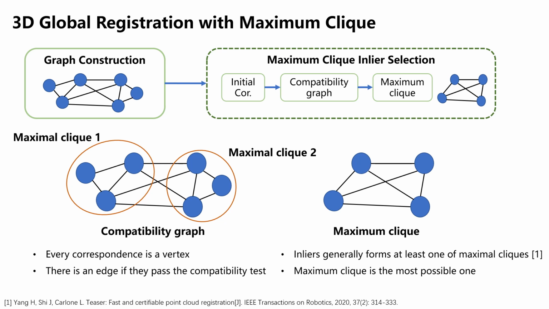The first step of this strategy is to construct a compatibility graph. In this graph, each correspondence represents a vertex, and there is an edge between two vertices if they pass the compatibility test. Secondly, we identify the most probable set of inliers by finding the maximum clique. Specifically, a clique is a subgraph where each vertex is connected to every other vertex. Inliers generally form at least one of the maximal cliques. Furthermore, the maximum clique represents the most likely correct clique.